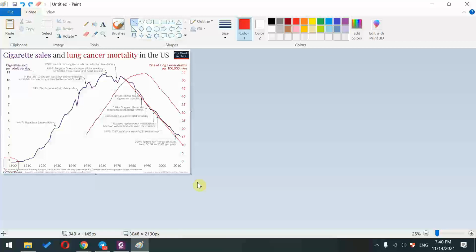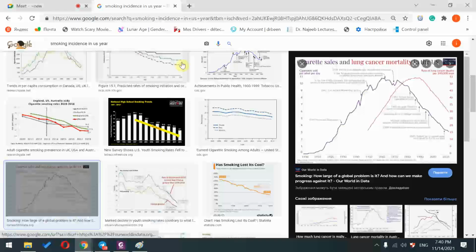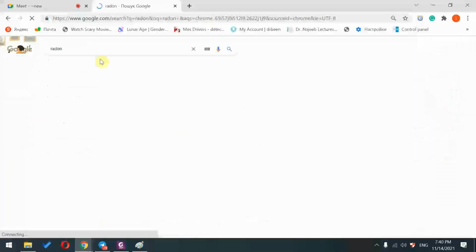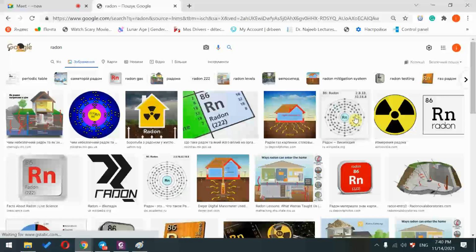But guys, what is a really important cause of cancer? One of the most important causes of cancer is radon. You are like, wait, what? A substance called radon. You're like, yeah, maybe this is someone who works in a nuclear factory or something. No, it's not.